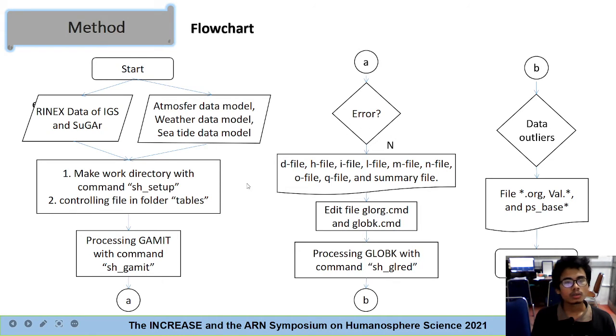If there is an error, we can recheck the program and files, and if no error, we get the H file, I file, L file, M file, N file, O file, T file, and summary file for the next step. Then we edit the files glob.cmd and glob.cmd. Then we process GLOBK with the command sh glred. We must define outlier data to process with GLOBK. And the final result is some image files.